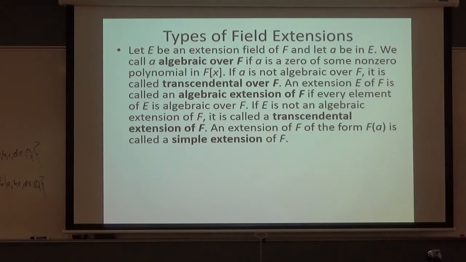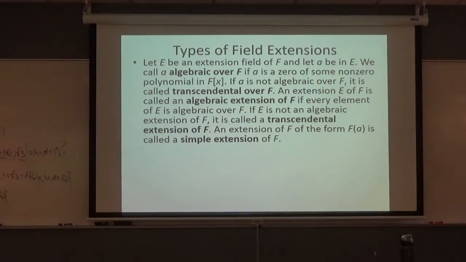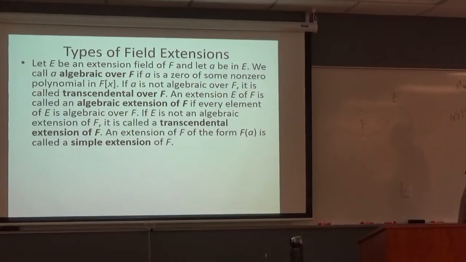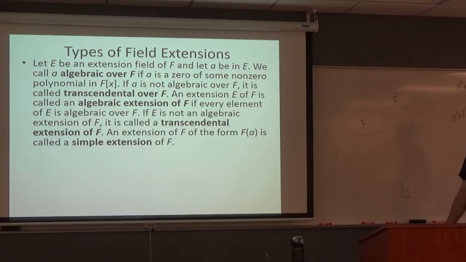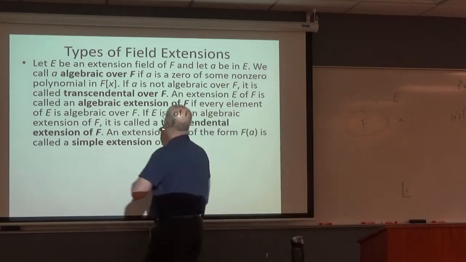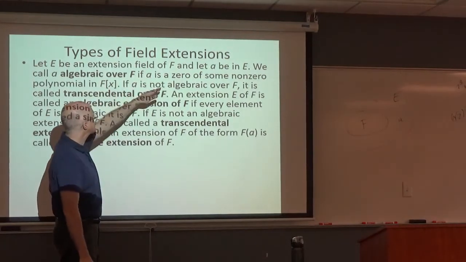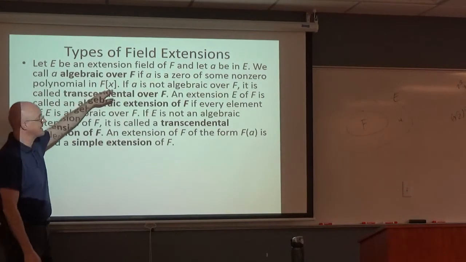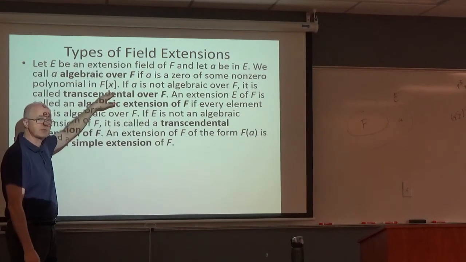Okay? E is an extension field for F. Draw a blob picture here. So here's F. Here's E. a is in E. a could be in F as well, but it's usually more interesting to imagine it's not. a is said to be algebraic over F if a is the zero of some non-zero polynomial in F[x]. Polynomials with coefficients in F.